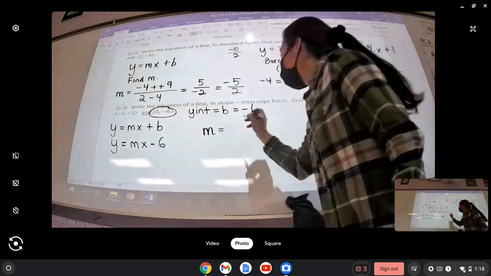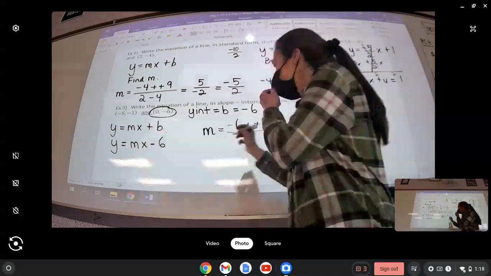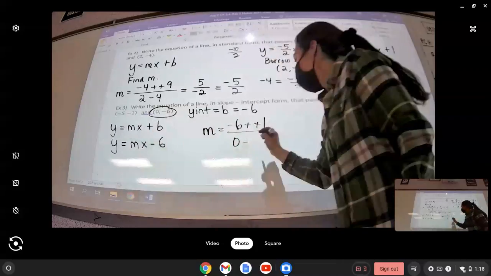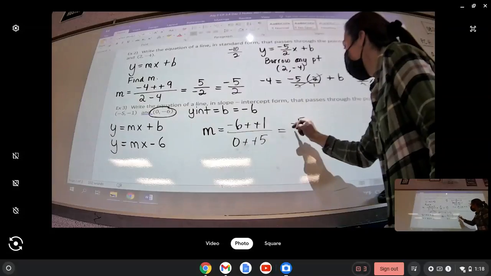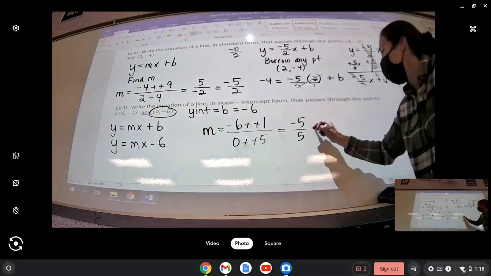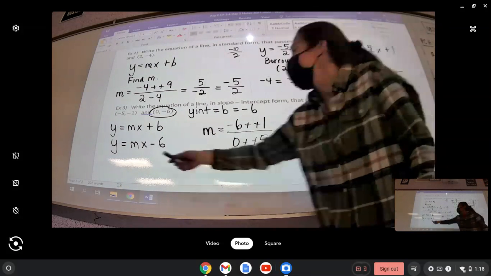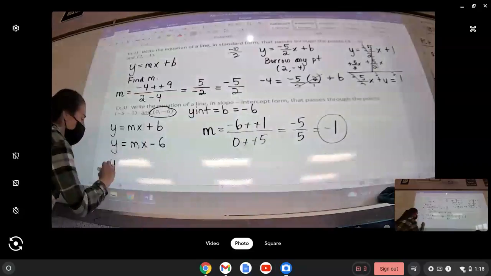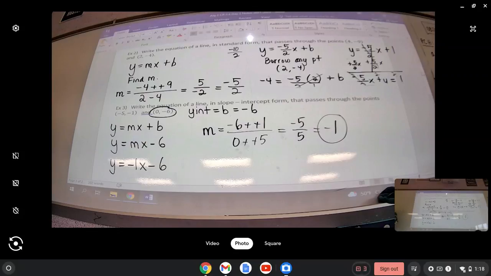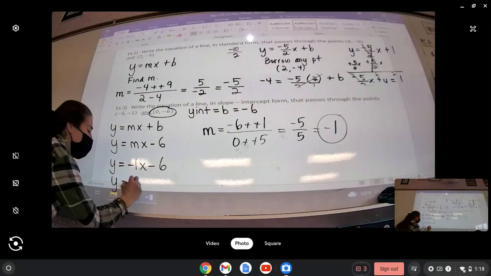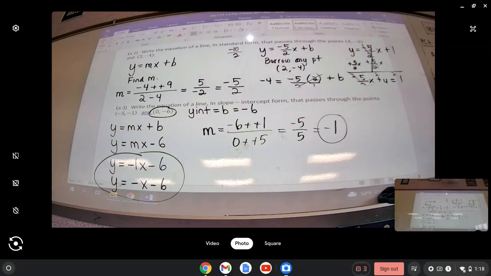So I'm going to do -6, subtract -1, so it turns to plus, over 0, subtract -5. So that turns to plus. And then you end up getting -5 over +5, which what does that divide to? -1. Awesome. So now you have your slope. You can plug that right in for m. And now it looks like this: y equals -1 times x minus 6. But in reality, I'd much rather you just write y equals -x minus 6. But I wouldn't mark either one of them wrong.